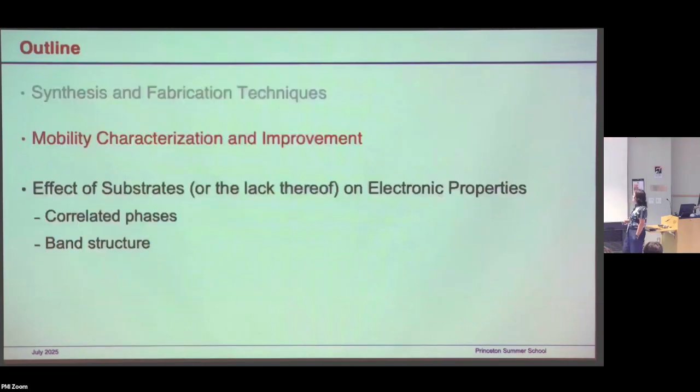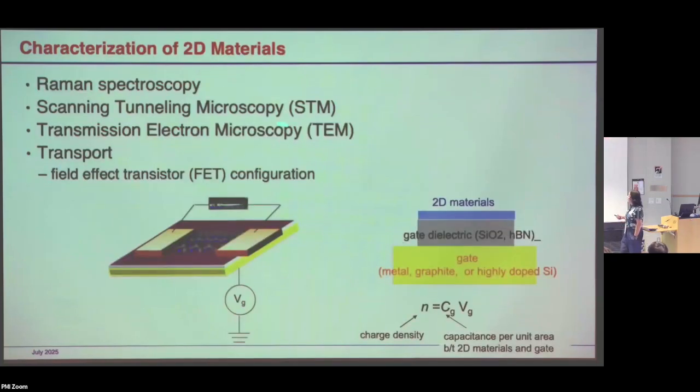device. Okay, so next I'm going to tell you how we characterize the device once you have a device. Of course, you can characterize it in a variety of ways: Raman spectroscopy, scanning tunneling microscope, transmission electron microscope, atomic force microscope, etc. In my lab, I'm just going to focus on transport measurements. So I'm going to tell you how we characterize the transport measurement.